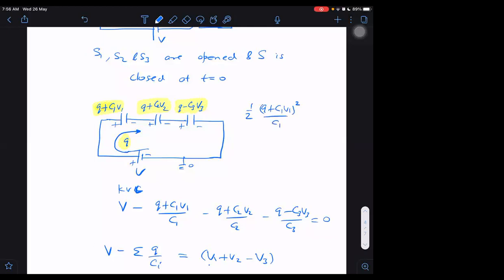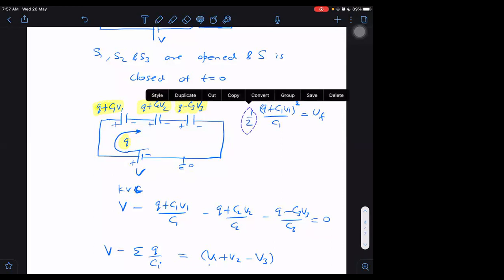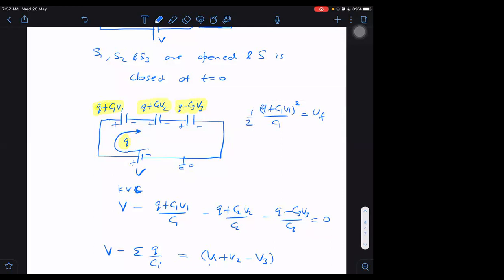whole square by C1. This is energy. This is the final energy. For the first capacitor, sir. First capacitor final energy. Similarly, it will be for second and third. So I am just writing the final energy for the first.